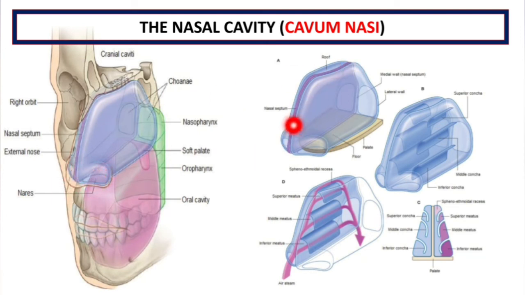So the nasal cavity actually has a roof and a floor, right? And there is a septum separating the nasal cavity into two parts, the nasal septum. Then the main important functions of the nasal cavity: on the upper part is the olfactory part, and on the lower part, for the respiratory part, humidifying the air, cleaning the air. Here you can see the flow of the air, right?